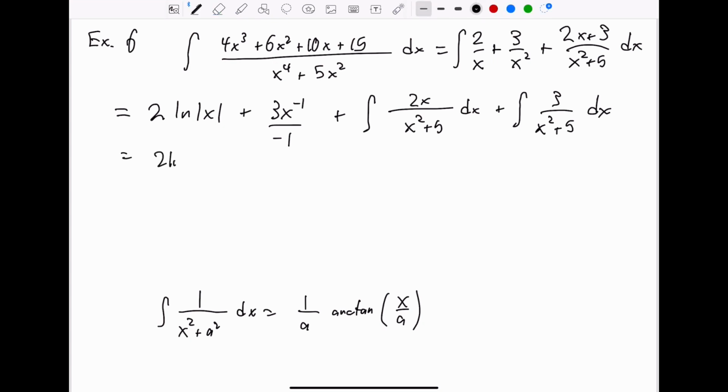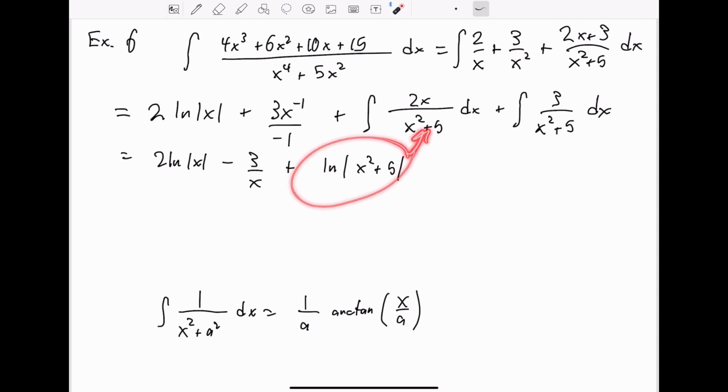We have 2 natural log of the absolute value of x minus, I can write this as 3 over x if I simplify that a little bit. Taking antiderivatives of this rational function, this would be u substitution. I'm going to skip over the steps, but I encourage you to make sure that you know how to do this. This is natural log of the absolute value of x squared plus 5. Think about taking derivatives, and we'll see that we get back to the original rational function there.